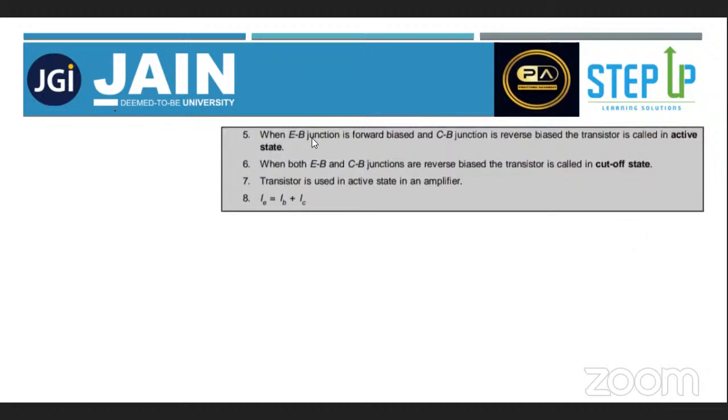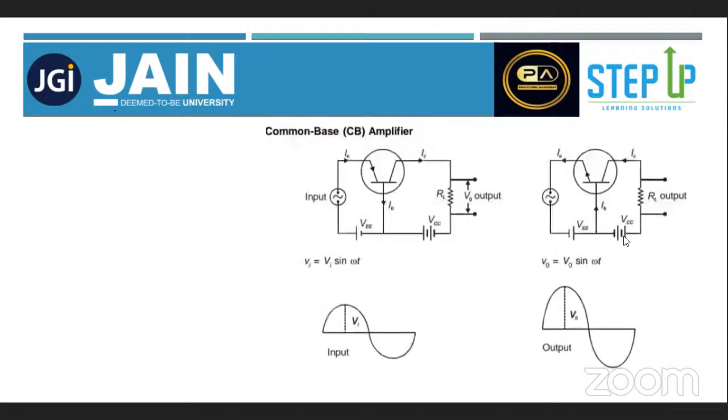When the EB junction is forward bias and the CB junction is reverse bias, this transistor is known as active state. When both EB, emitter and base, and CB, collector and base, junctions are reverse bias, at that time the transistor is known as cutoff state. Transistor is used in active state, which is an amplifier. Current in emitter is equal to current in base plus current in collector.